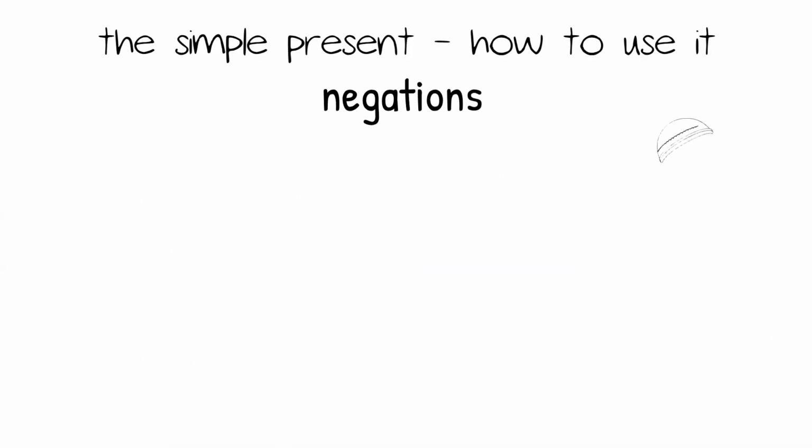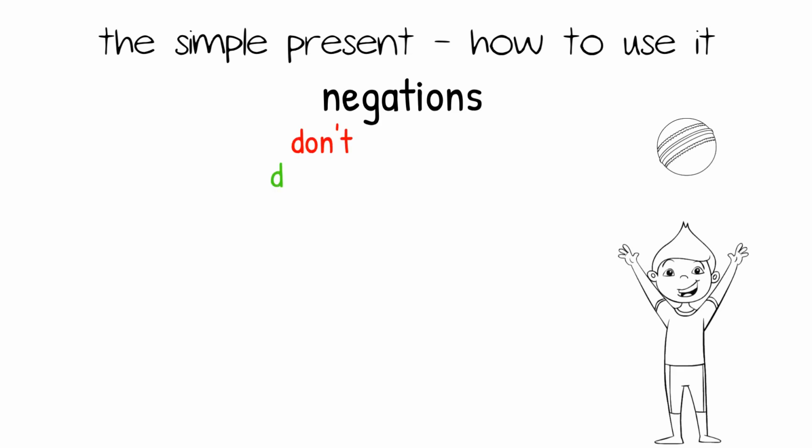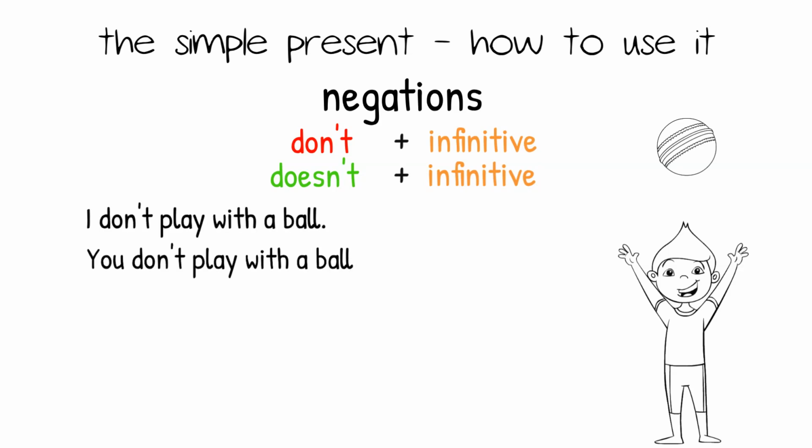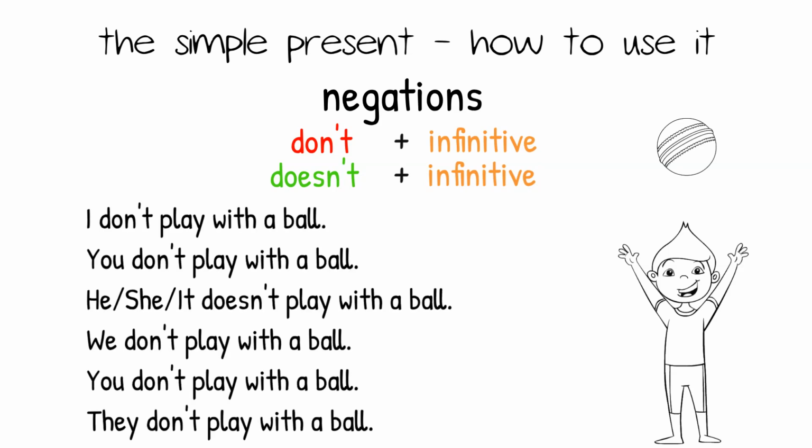What about negations? For negations, you use don't or doesn't and the infinitive of your verb. The first person singular would then be I don't play with a ball. Again, it's the same for every person except the third person singular. There you have to use doesn't, so it's he doesn't play with a ball.